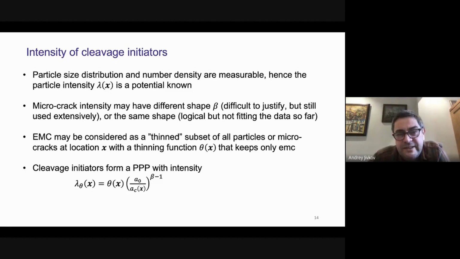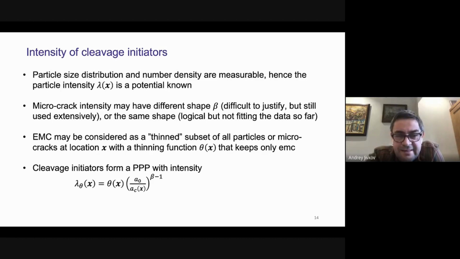So it may have a different shape from the particle size distribution, which is actually used quite a lot. As you will see, all our models are based on a different microcrack intensity because we fit to experimental data. But I find it very difficult to justify. I just can't see to this date why the microcrack intensity would be different from the particle size distribution. It can have the same shape, of course, which I think is more logical, but it's not fitting the data.